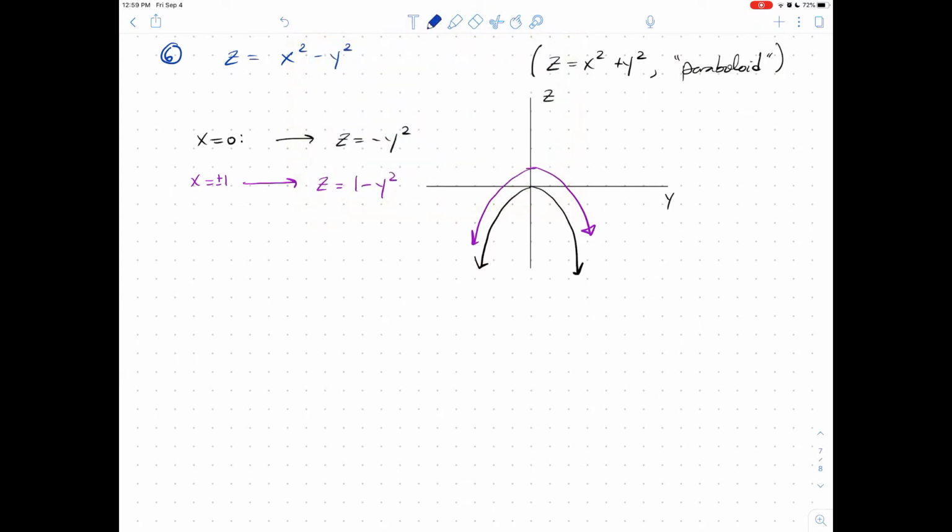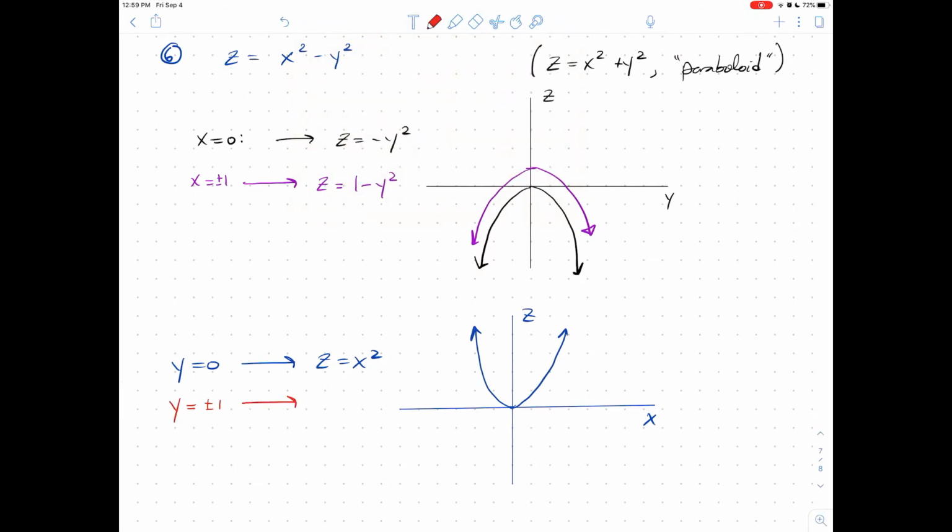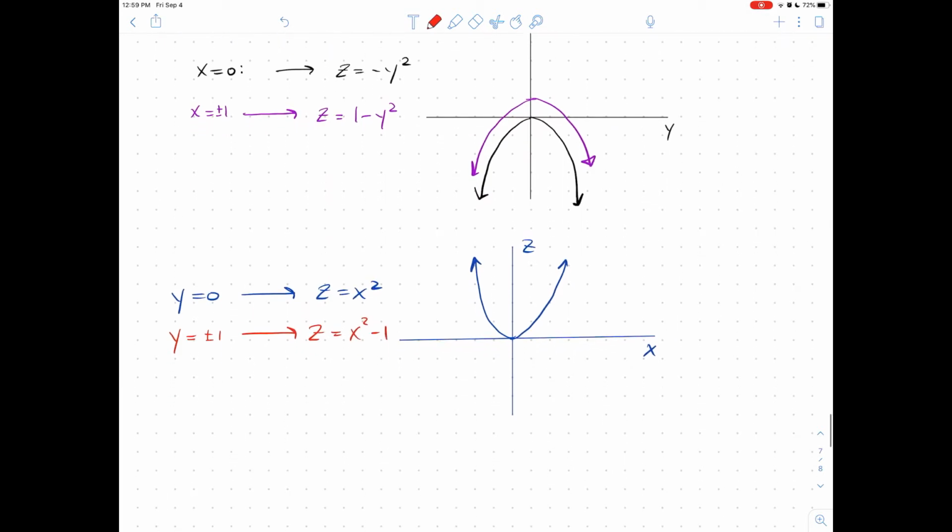Let's slice it another way. Let's fix y. And so let's just do y equals 0. Then that leads me to the equation z equals x squared. Interesting. That's opening up. And so if this is the x-axis, this is the z-axis, then it's going to look like that. Might as well do another one. Let's do y equals plus or minus 1. And again, we're going to get z is x squared minus 1. And so you take the same graph and you actually shift it down. It's supposed to be the same quadratic. They look a little different, but use your imaginations.